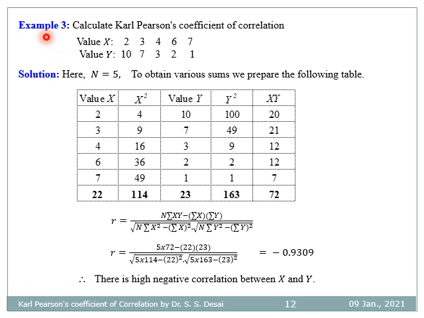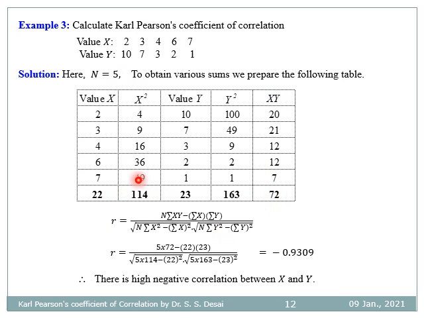Let us see one example where the values of x and y are very small. So here calculate Karl Pearson's coefficient of correlation for this set of 5 observations. As x and y values are very small, to have various sums, sum of squares and sum of products, we prepare this table: value of x, x square, value of y, y square, and the product x into y, and we obtain these sums.